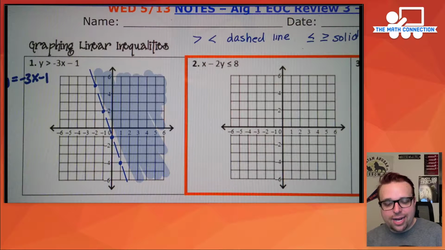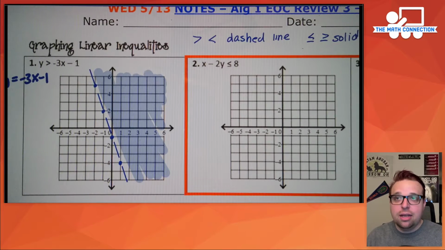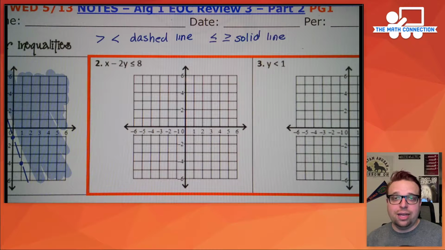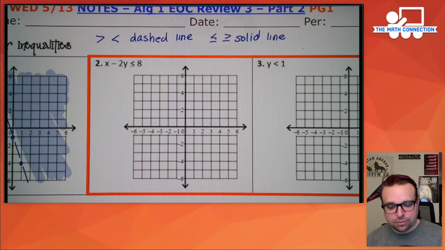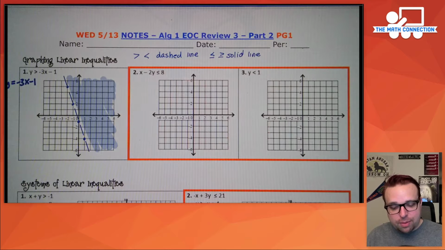Go ahead and just check yourself right now. Look at 2 and 3 and decide: are these going to be dashed lines or solid lines? And draw yourself a note so you don't forget that part, okay? All right, so 2 and 3 are up to you. Graph those lines, shade them, make sure you put dashed or solid.